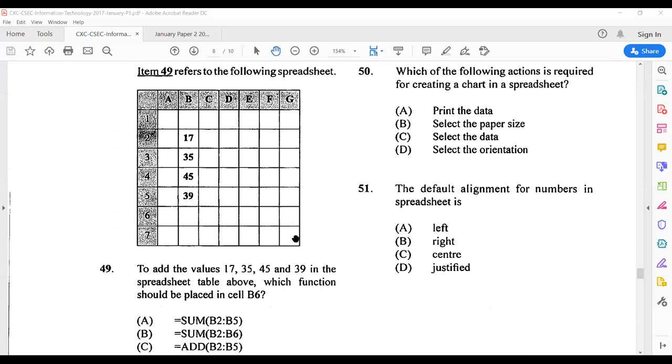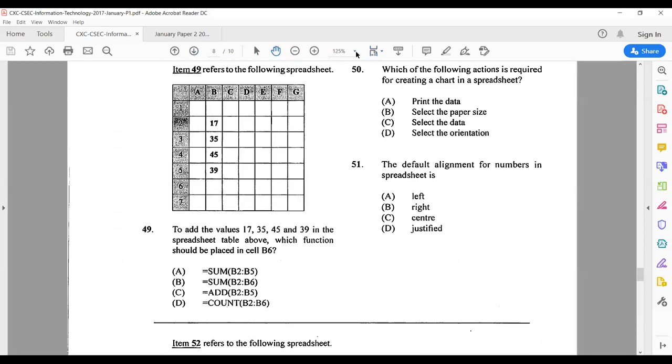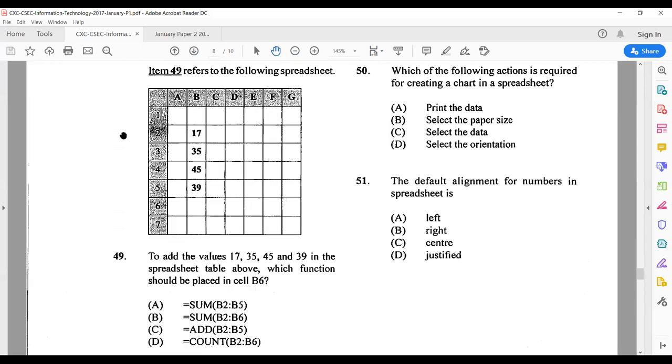All right, let's move on to 49. So 49 refers to this spreadsheet here. Hope you all can see it clearly. Question 49 asks, to add the values 17, 35, 45, and 39 in the spreadsheet table above, which function should be placed in cell B6? So which one of those functions should be placed in cell B6? Anyone else want to answer 49? What will you type in B6 to add the values?